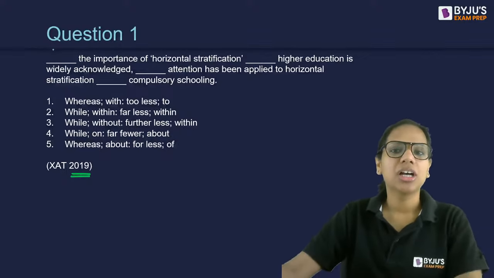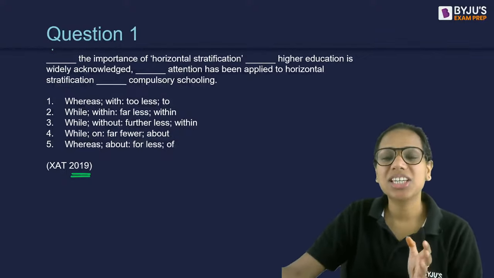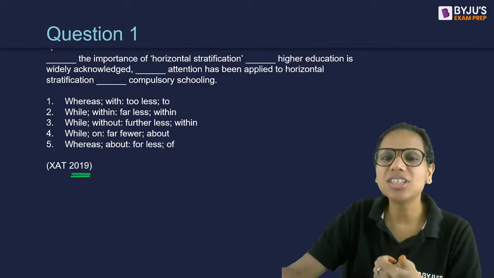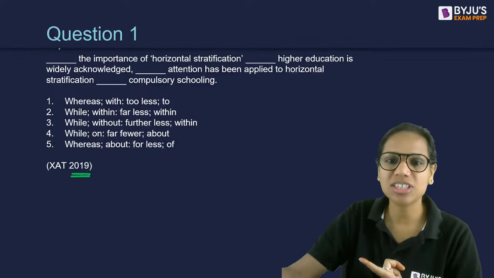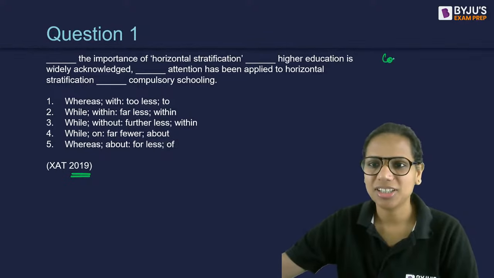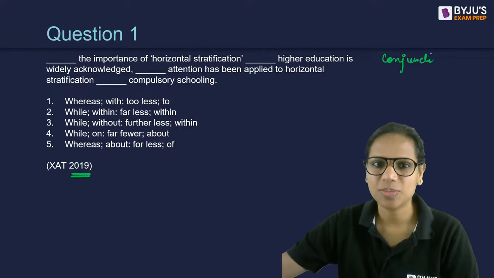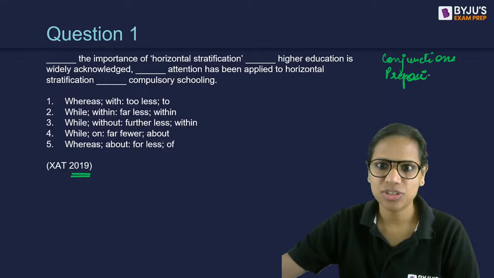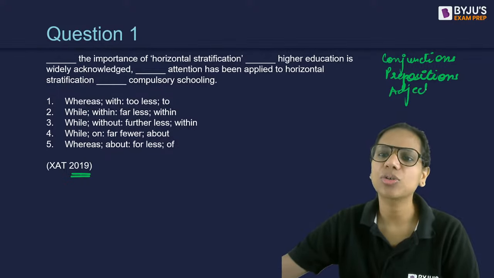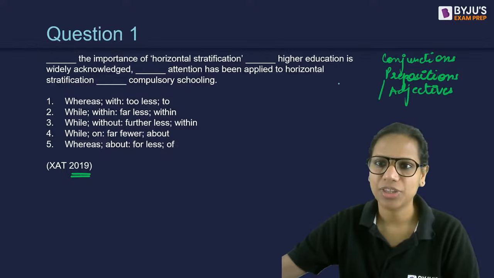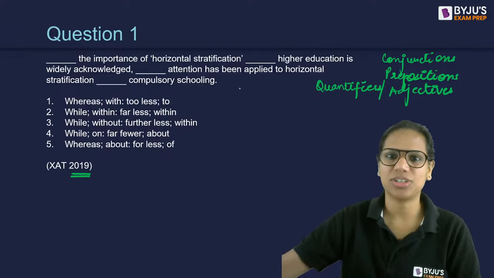See this. Here in this question, you see the concept of conjunctions, you see the concept of prepositions, right? So let me write down what all concepts have been tested. Conjunctions, prepositions, adjectives or quantifiers to be precise, right? These concepts have been tested through this question, right?